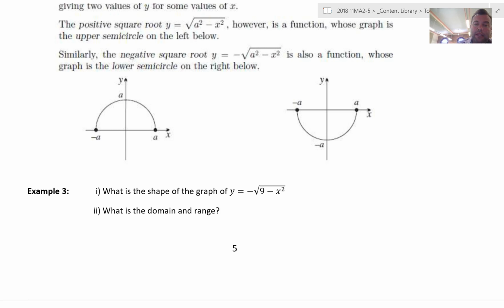Now, here's an example of the sort of thing we might be asked to do. What is the shape of this? We want a square root of something, not just the square root of x, but the square root of something minus x squared. That's a circle. It is a semicircle. Lower half.